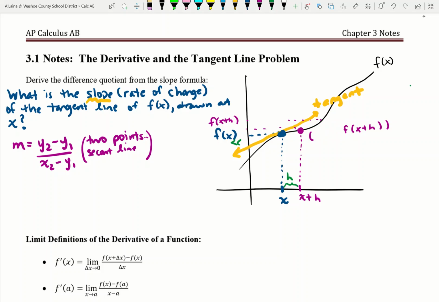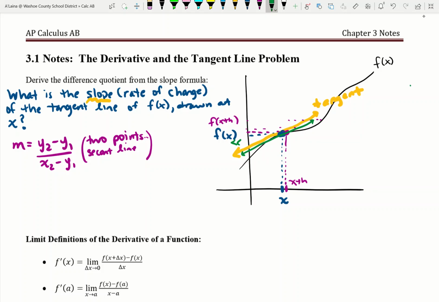In fact, what I'd really like to do is get this point, x plus h, comma, f of x plus h, as close as possible to x. I'd like it to be right on top of x. I'm going to draw it right here and call this x plus h, and then f of x plus h would be like there. So these points are getting closer and closer together. And when I start to draw the secant line, you might see, oh my gosh, this is starting to get closer to the tangent line.